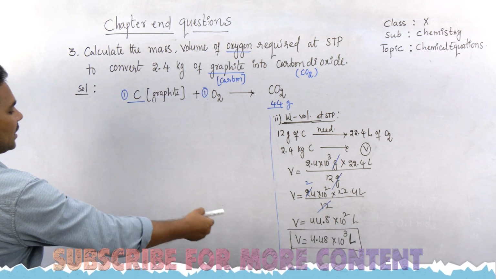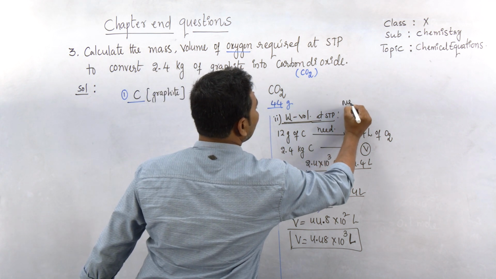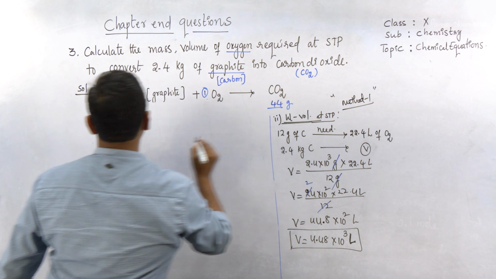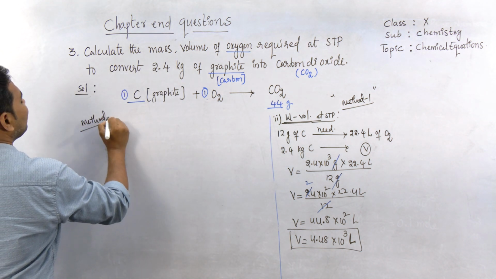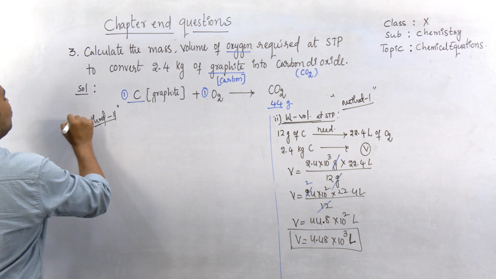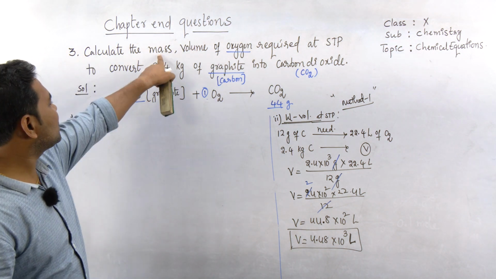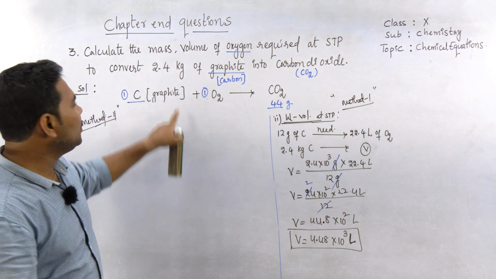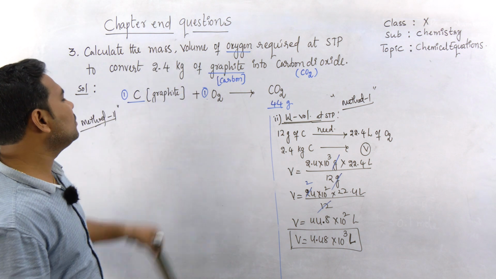So this is method 1 for this question. There is a second method, method 2, for finding the volume of oxygen required. In method 2, we use the weight that we calculated for the first case. In the first case we find mass, and using this mass we can also convert it. Let's convert this mass into volume.